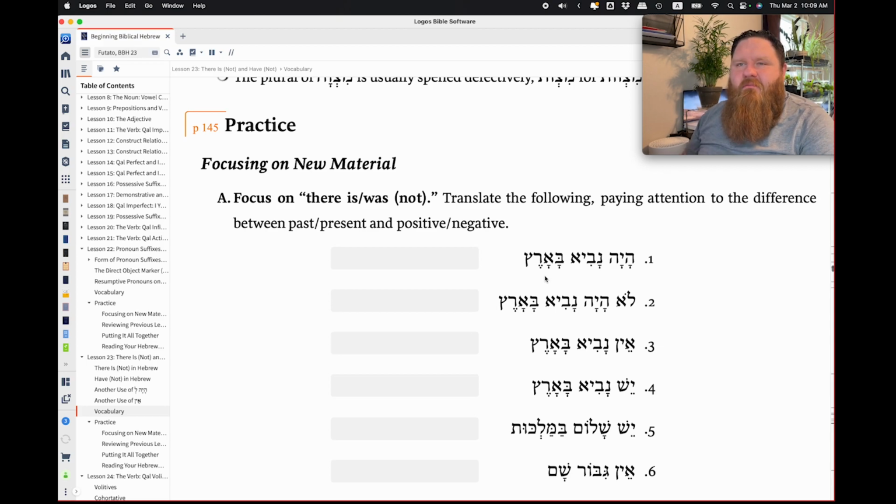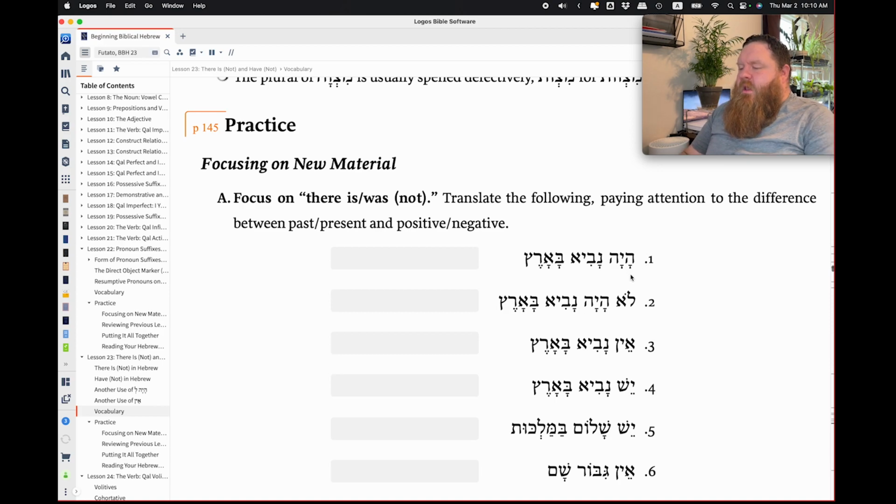It's just because in your Hebrew Bible, you're not getting this heads up of, hey, here's what you're about to see. So don't get discouraged if you get in your Hebrew Bible and it's a lot harder. That's natural, okay? It just takes practice. He gives you so many clues of what to watch out for here so that you can focus on what's important, which is distinguishing between past and present, whether it's the particle of existence or non-existence, or it's the haya verb, and then positive or negative. Does it have the lo there?